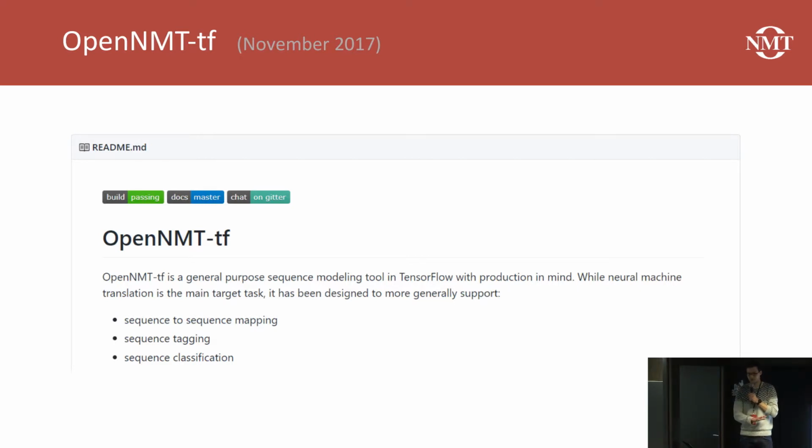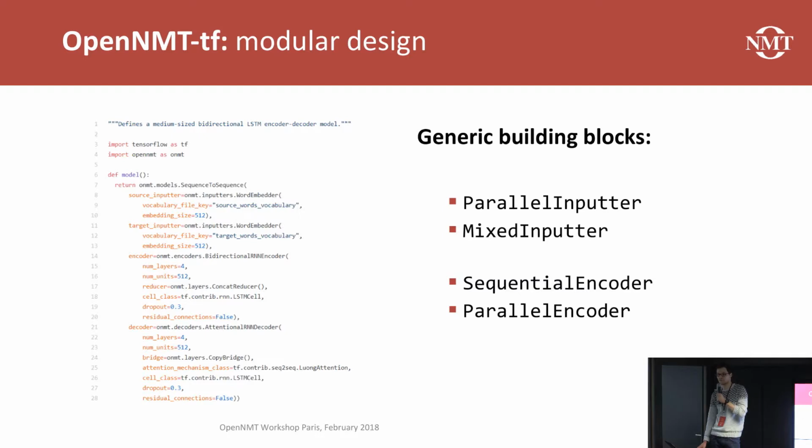Again, for this part, I'm also biased because I'm the only developer of this version, but I think it's worth talking about. So like the other version, you can do, of course, machine translation. That's the main task. But more generally, sequence-to-sequence mapping, sequence tagging, and classification. And I find it interesting because I designed it from scratch, and I learned many things from the first version of OpenNMT. So that was the goal, to design it right this time.